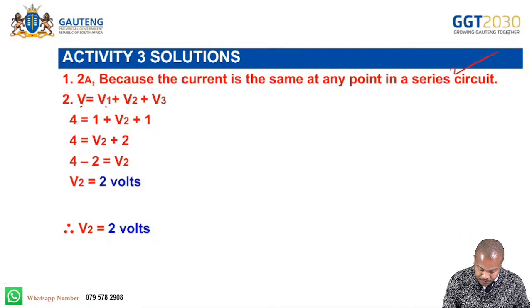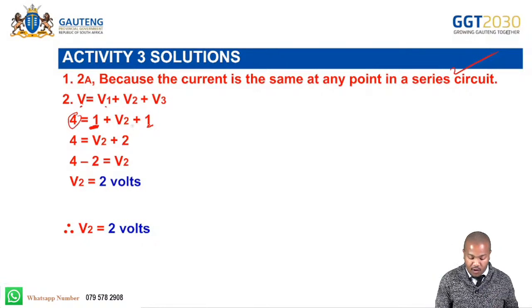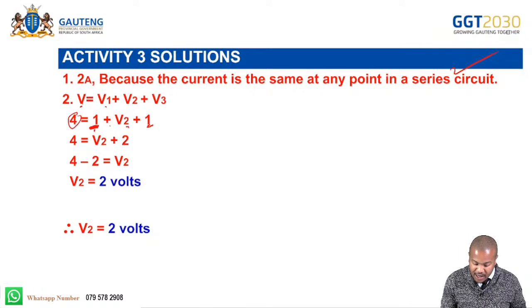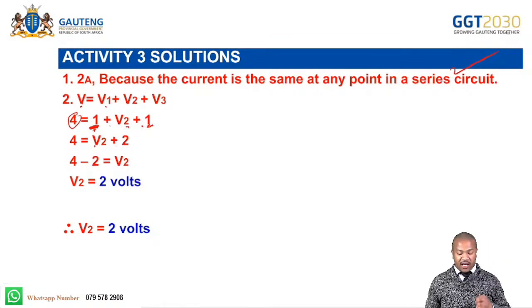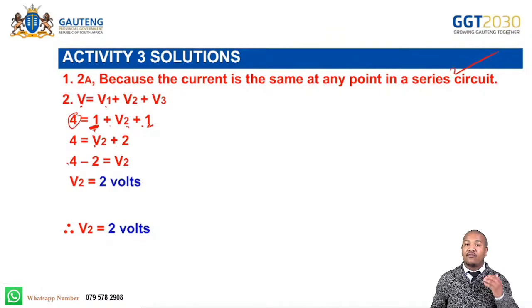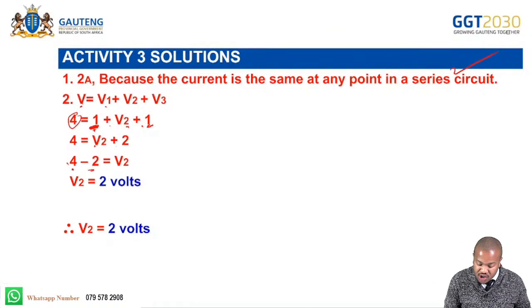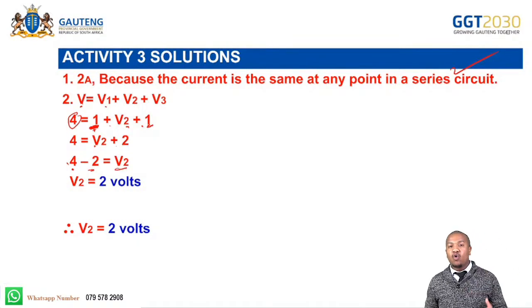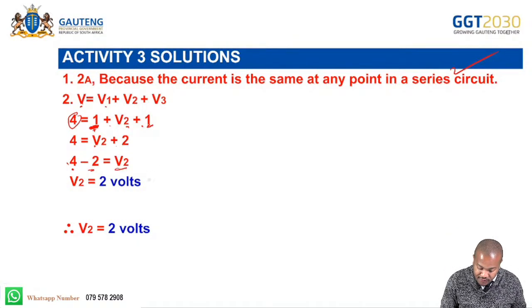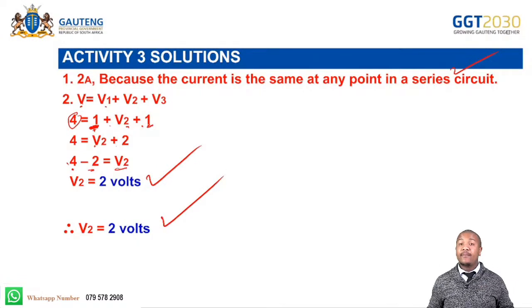So they give us the total voltage, and we have the voltage for resistor 1 and the voltage for resistor 3, right? We're looking for V2. So now 1 plus V2 plus 1. 1 plus 1 gives us 2, so V2 plus 2 equals 4, which is the total voltage. Then 4 minus 2 gives us 2 volts. So that is the answer for question number 2.